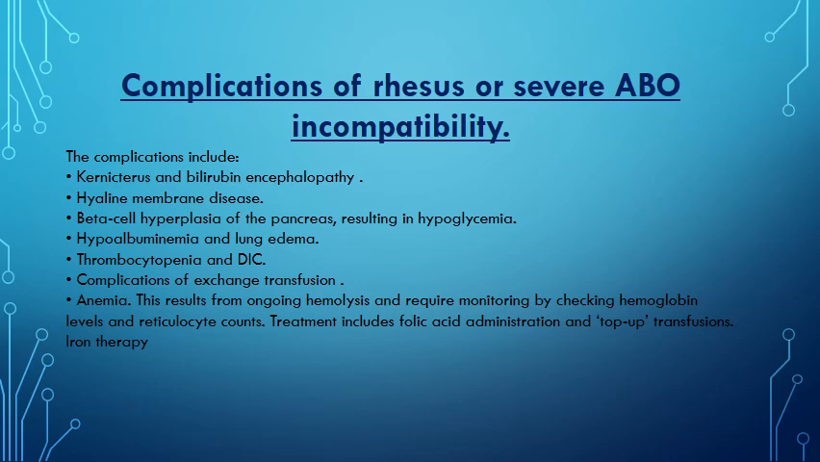Anemia results from ongoing hemolysis and requires monitoring by checking hemoglobin level and reticulocyte count. Treatment of anemia includes folic acid administration, top-up transfusion, and iron therapy.